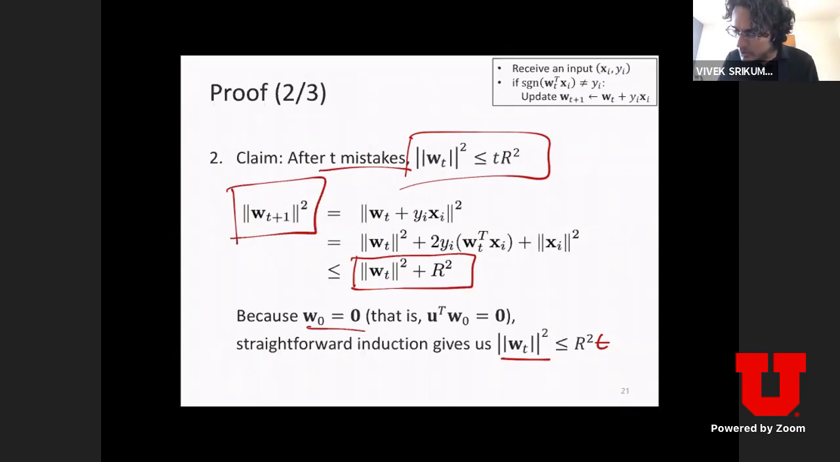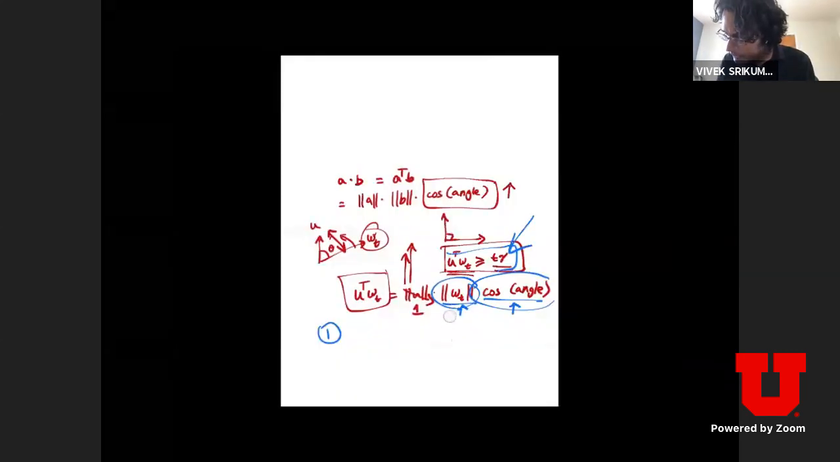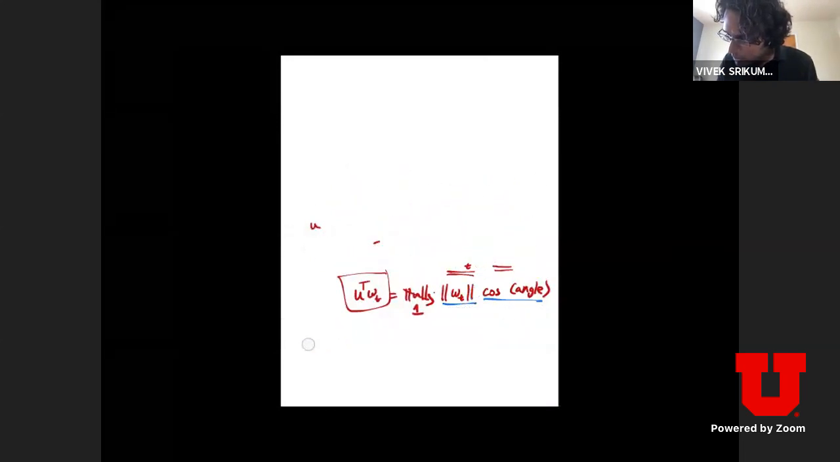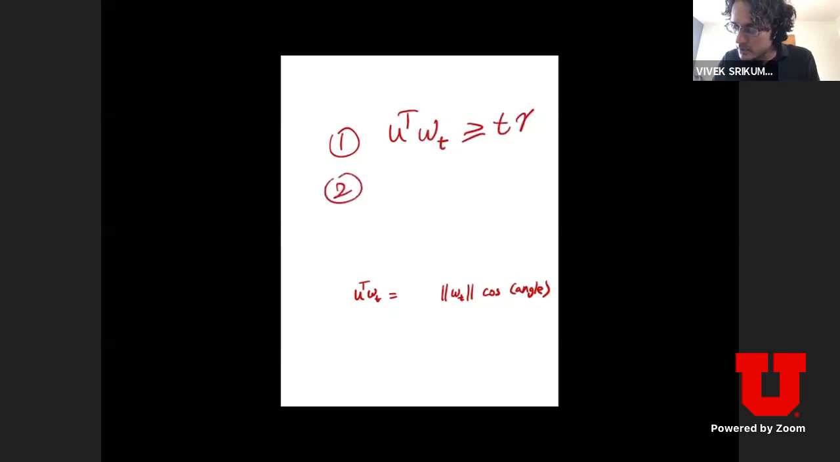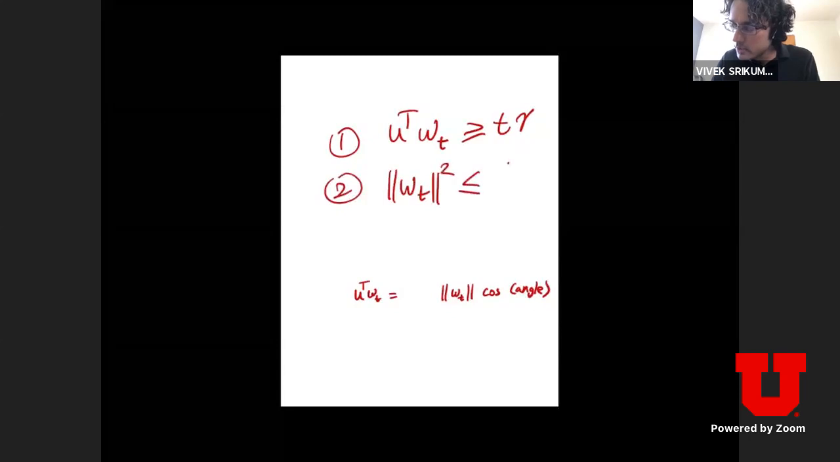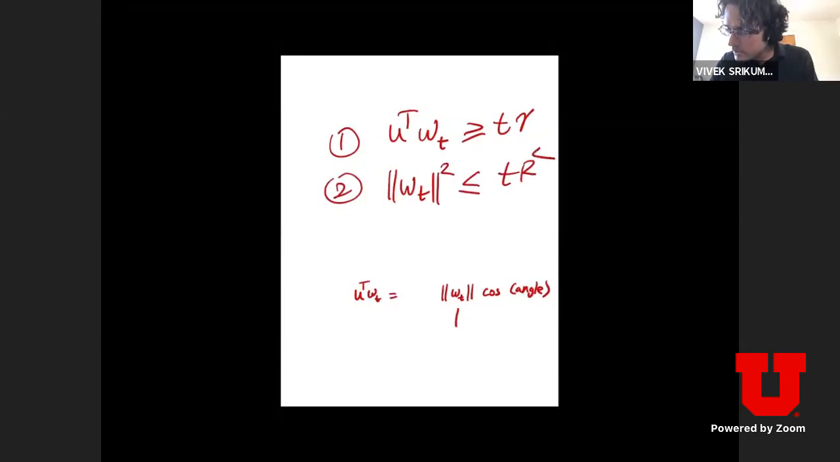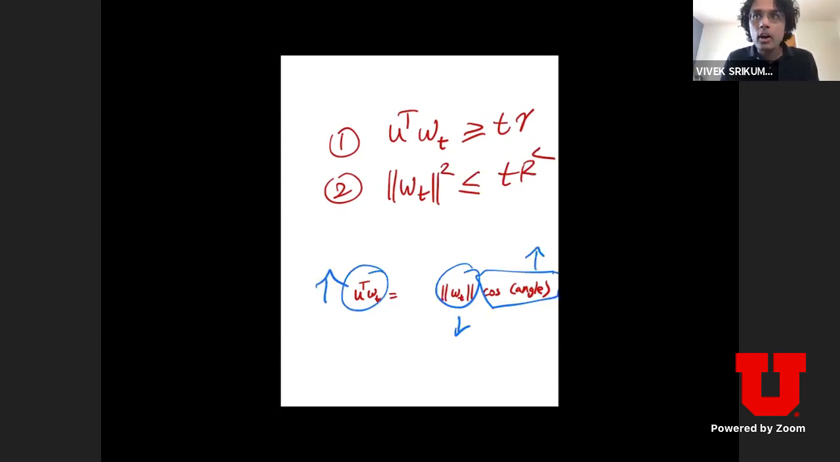Going back to this picture that I was trying to build up, let's maybe think about this again. So the dot product of u and w_t is exactly this quantity here. The first claim says that u transpose w_t is going to be greater than or equal to t gamma. The second claim says the length of w_t squared is less than or equal to t r squared. This quantity here is decreasing, but this quantity is increasing, which means the only thing that's left is this quantity here, which has to increase. Otherwise, this equality cannot possibly hold. If the cosine of the angle increases, then the weight keeps getting better and better.